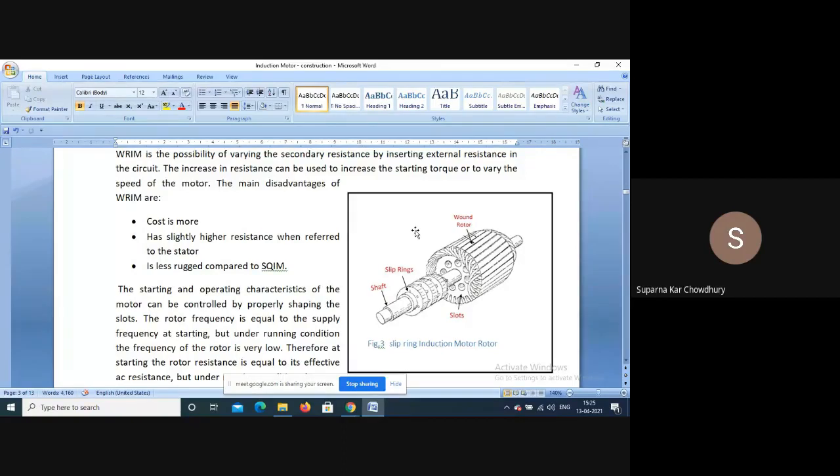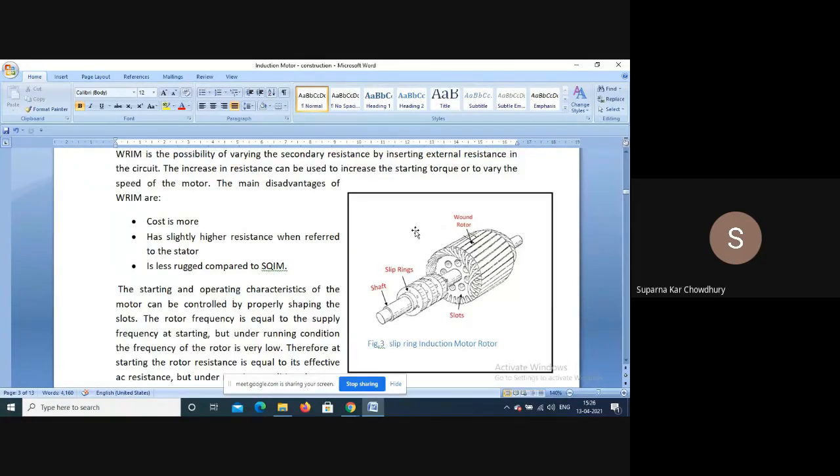But the main disadvantage is that for similar rating, the slip ring motor will be more costly than the squirrel cage one, because obviously with a wound winding we will have a lot more copper because of the overhang portion. Then we have the slip rings, so the copper cost is much more. Manufacturing is also complicated, so the manufacturing cost is also more.